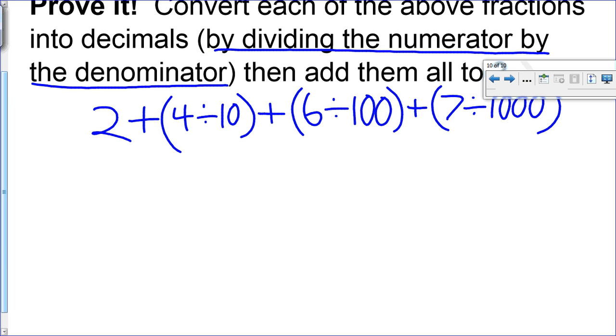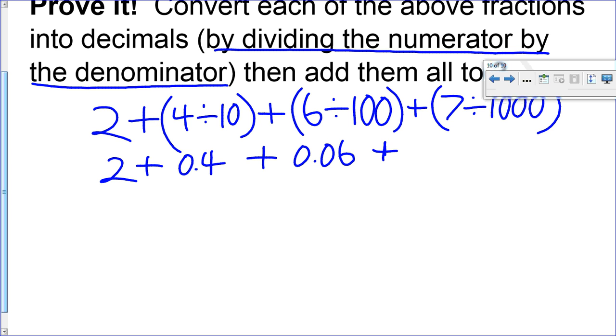So, now, 4 divided by 10, okay? When you convert it, it converts to 0.4. Okay. 6 divided by 100, hopefully that's what you got when you typed it in the calculator or did the math yourself. And then 7 divided by 1,000 is 0.007. So, what happens if we add them all up?